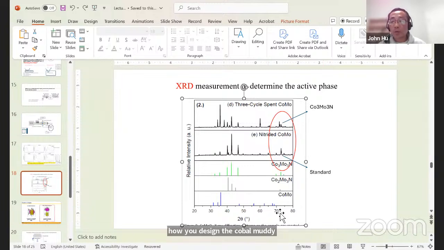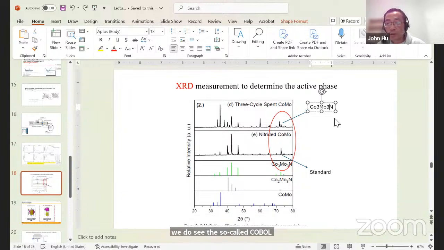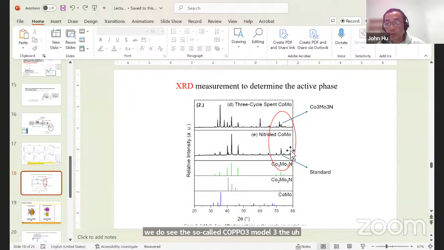We probably will not start from cobalt moly. We probably will start with cobalt 3 moly 3, because that's the active phase. It's already formed the structure, because based on the XRD analysis, we do see the so-called cobalt 3 moly 3 structure, which is similar to this. So that means it's the active phase.